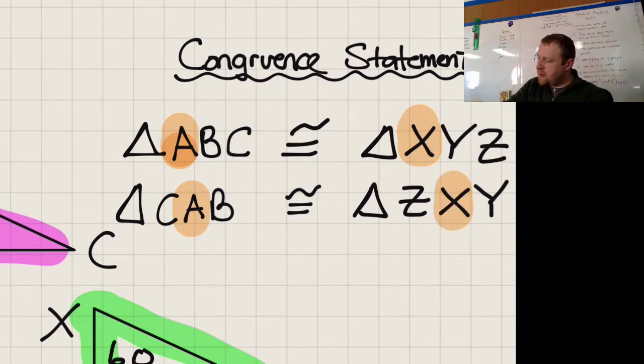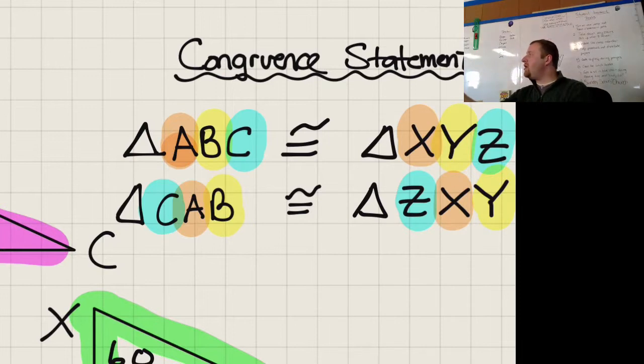All right, so let's look at B. B's in the middle here. Y's in the middle. B's at the end. Y's at the end. Look at that. And last but not least, C's at the end. Z is at the end. C's at the beginning. Z is at the beginning.